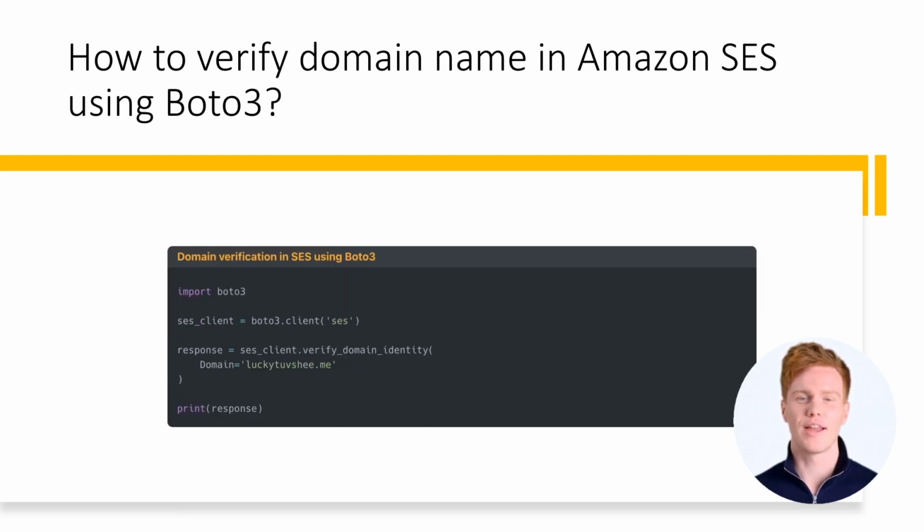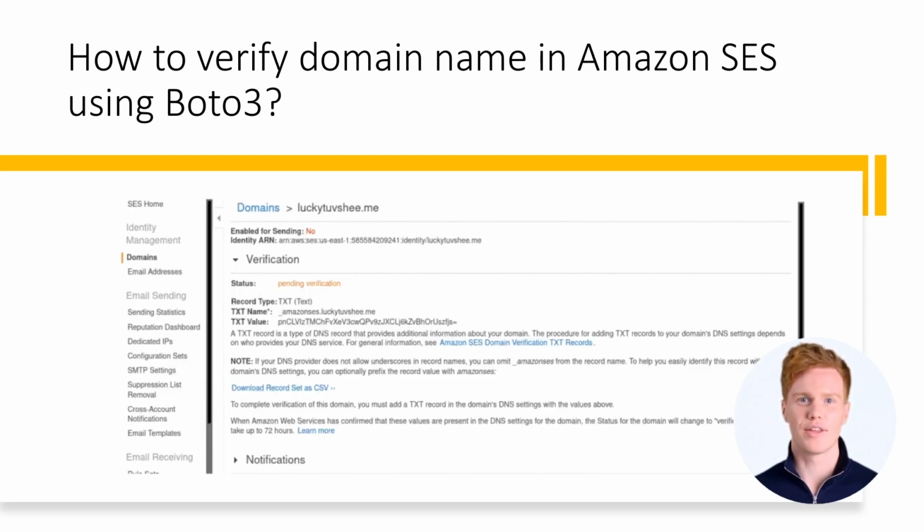To verify the domain name in Amazon SES using Boto3, you need to use the Verify Domain Identity method of the Boto3 SES client. This method requires just one argument, the domain name. In response, you'll get a TXT record value which you must put into your DNS system. The name of the TXT record is _amazonses.your domain name. You may always find this information in the Amazon Web Console.